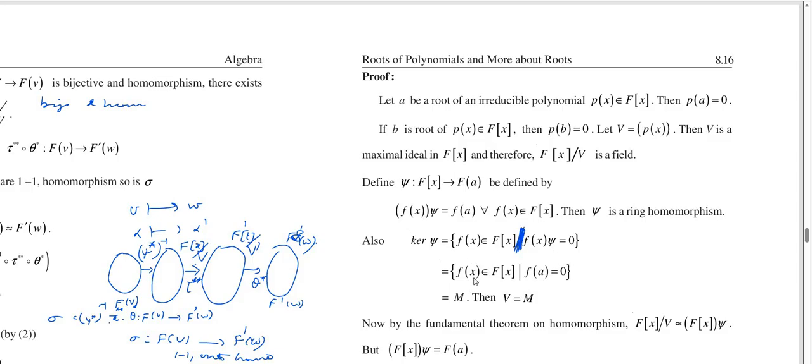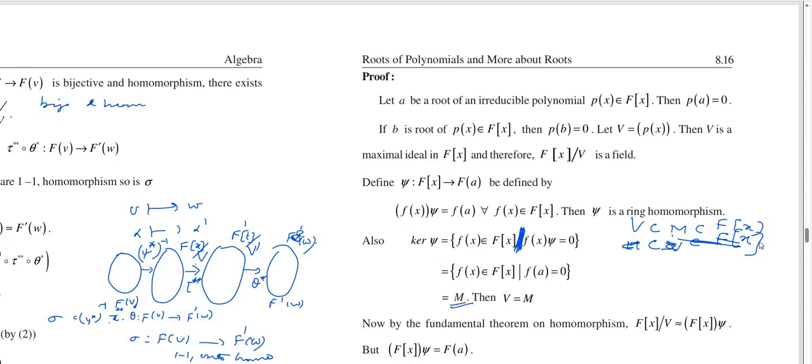Ψ of f(x) is 0, and that is nothing but f(a) equal to 0. All those polynomials which vanish at a. Again, the same discussion: if you take it as M, then you have the relation to B. You have M contained in B contained in F[x], and because of this, B contained in M contained in F[x], because when you consider p(x) at b it vanishes, at a it vanishes, so those functions which vanish at a should belong to M. That is how M is described.